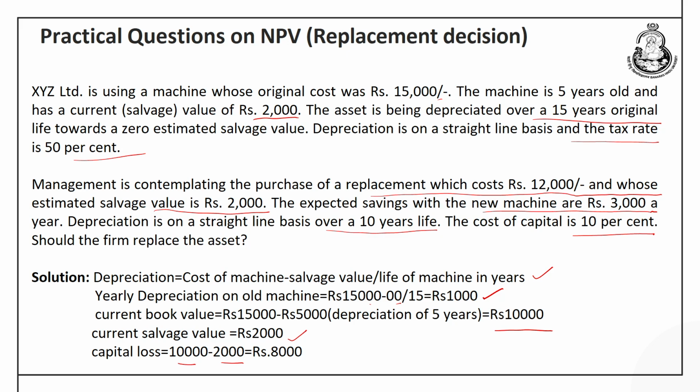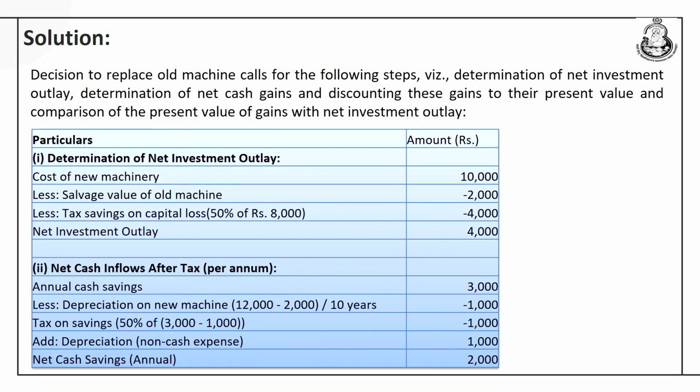What is capital loss and how have we calculated it? It is because the books of account are still showing 10,000 as the price of the machine, but the market value is only 2,000. So, that means there is a gap of 8,000 which can be termed as a capital loss by the company. So, let us look at the working of how the NPV would be calculated.